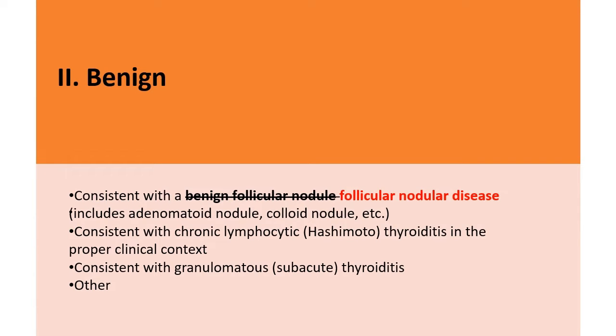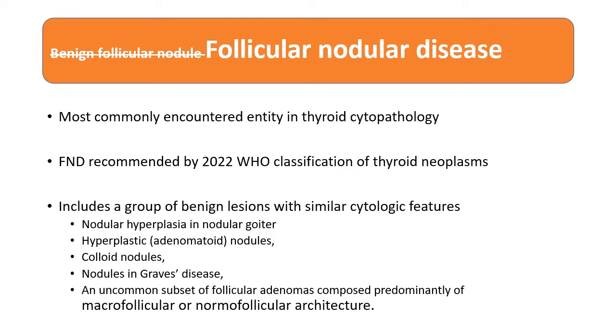The second category which we have discussed previously is the benign category. Again, the subcategories remain the same, except that the term benign follicular nodule has now been changed to follicular nodular disease. This is in accordance with the latest 2022 WHO classification of thyroid neoplasms, where the term BFN or benign follicular nodule has been replaced by FND or follicular nodular disease. The other subcategories remain the same.